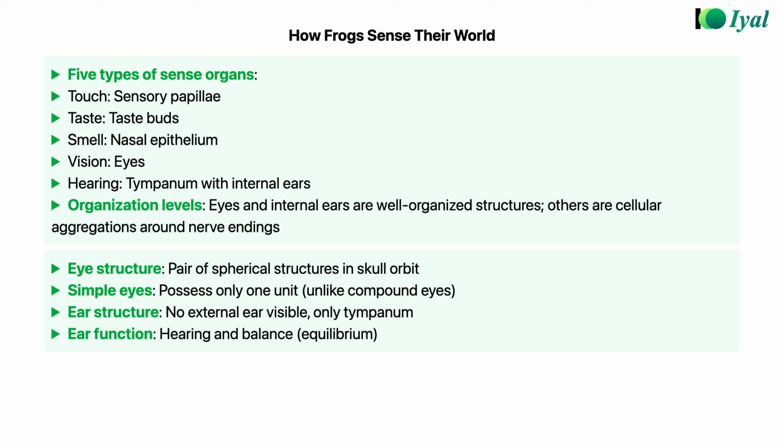For ears, frogs don't have any external ear structure. You can only see the tympanum on the outside. But inside, there's a complete ear structure. Interestingly, the ear serves a dual purpose. It's used for both hearing sounds and maintaining balance or equilibrium.